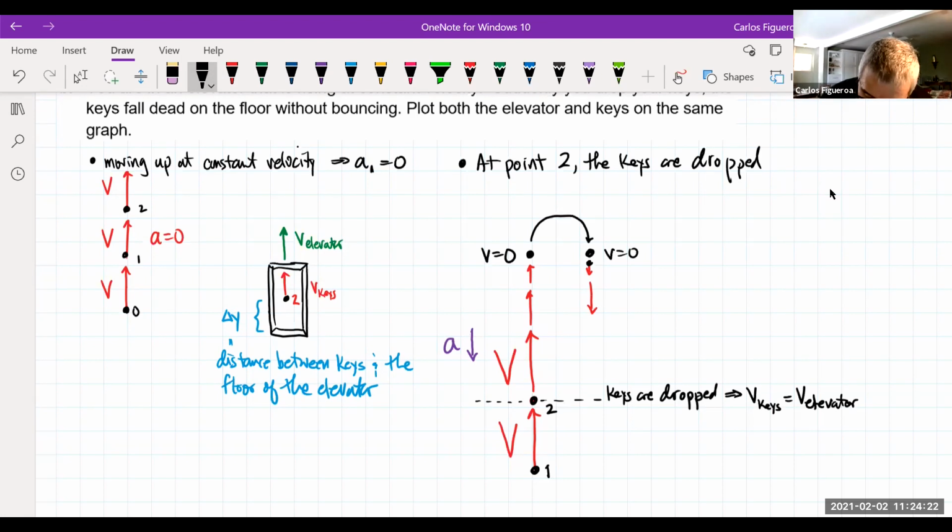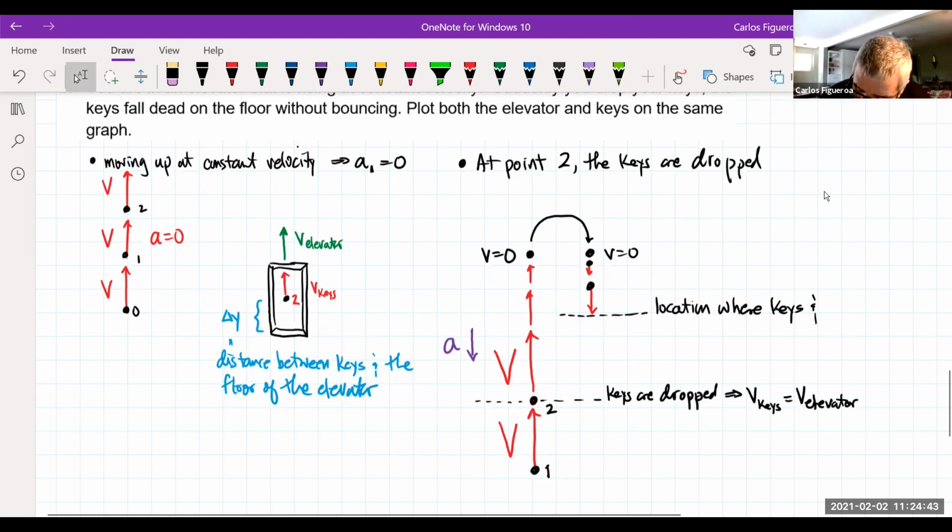But I'm going to assume here that at some point, let's say right here, this is now the location where the keys and the elevator collide. So this is the location where keys and elevator collide.